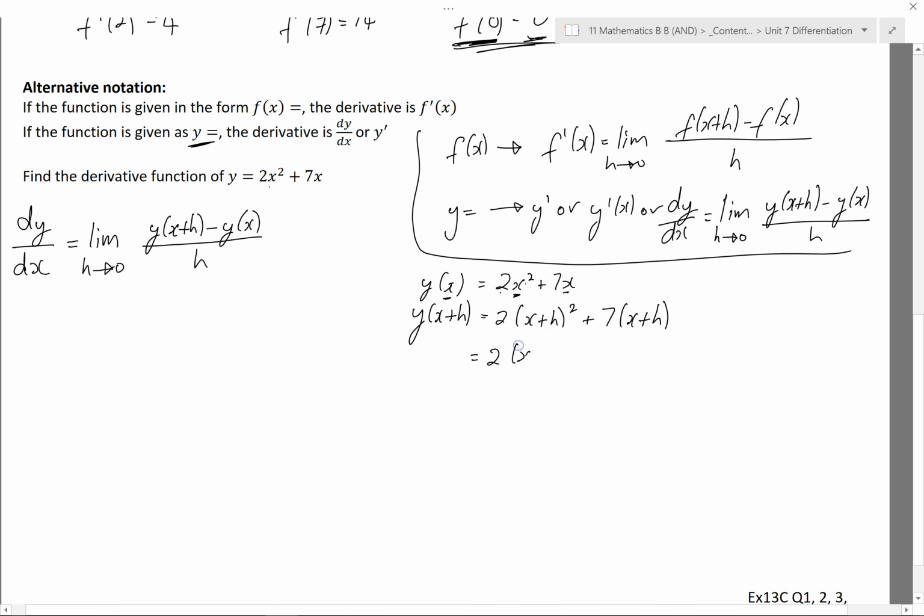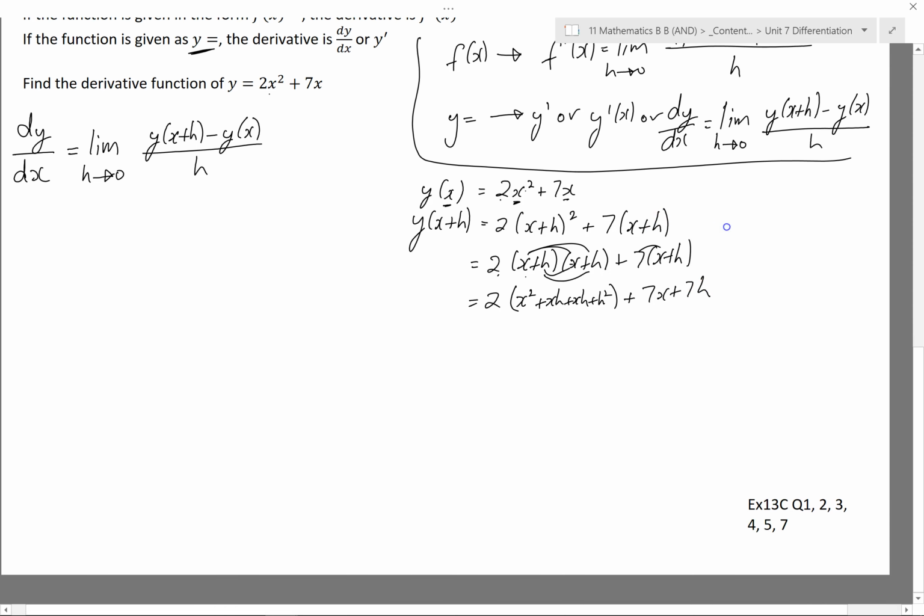Okay, so I need to do my expansion carefully. You've got to multiply 3 things together. I'm just going to leave the 2 for the moment. And in brackets, I'm going to write the result of this expansion. So x squared plus xh plus xh, or hx either way, plus h squared. And expand here, 7x plus 7h. And now I'm going to multiply the 2 into all of these.